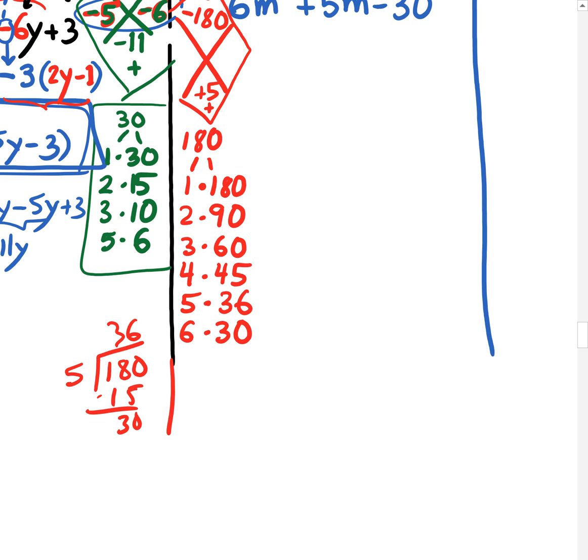Does 7 go into 180? No, finally, something does not divide in. Does 8? 8 does not go in. Does 9 go in? Yes, 20 times. Those are still too far apart. They're never going to add up to 5. 10 goes into 180 18 times. Those are still just a little bit too far apart. Does 11 go into 180? No. How about 12? Yes, 15 times. Those are still too far apart.